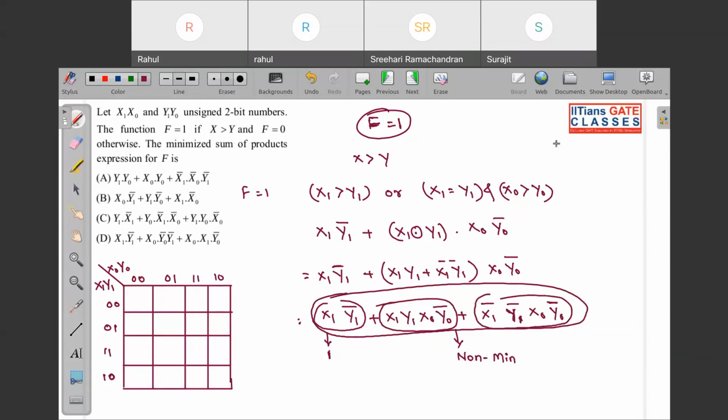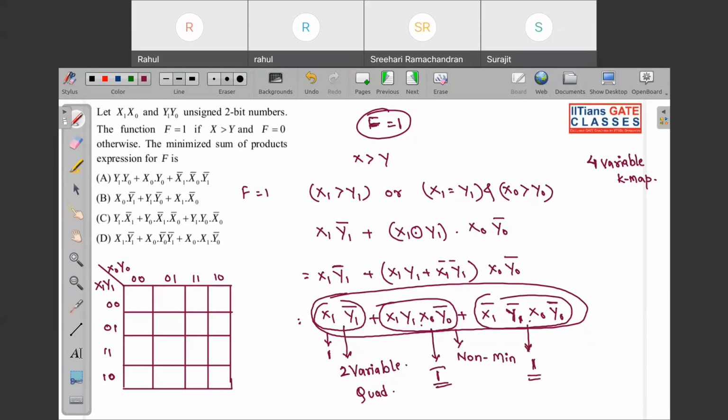Listen very carefully. In a 4 variable K map, when do we get a 2 variable minterm? What is the group size for a 2 variable minterm? Quad. And these are your 4 variables. So that means a single term. This is one, this is one.